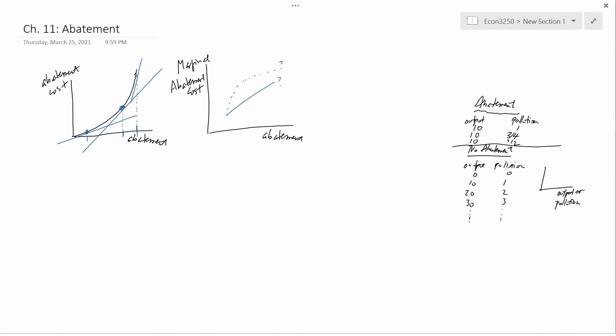It might be straight. It might look like this. It might have wiggles in it. As long as it's upward sloping, we don't know, and at this point, and for our purposes, we don't care what other characteristics the marginal abatement cost curve has. What's important is that it's going to be upward sloping. Next, again, unsurprisingly, I'm going to abbreviate the marginal abatement cost by MAC.